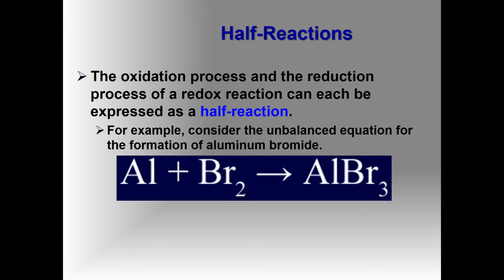So, half reactions. The oxidation process and the reduction process of a redox reaction can each be expressed as a half reaction. For example, consider the unbalanced equation for the formation of aluminum bromide. This is unbalanced. Out of curiosity, what would be the balanced equation?